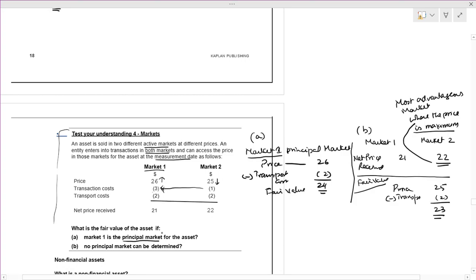The second point, you see the thing. If you take only the primary market, how much are you receiving? You are receiving a lesser price. Here you are receiving a most advantageous position. You are receiving a higher price.